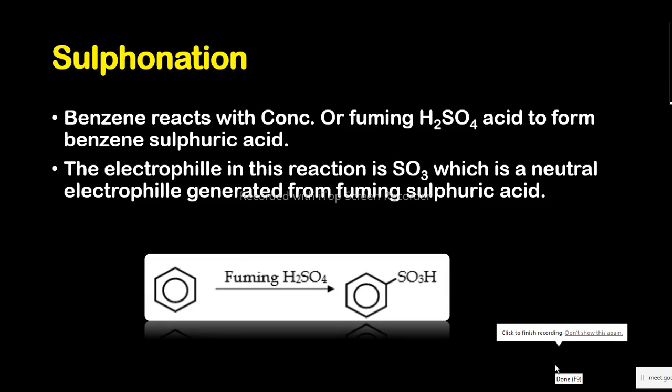To form benzene sulfuric acid. And we did the mechanism, and we saw how an electrophile is generated, the SO3, and we actually saw why the SO3 is our electrophile, how it is going to receive electrons from the ring, and how the ring is going to behave, until when you form the final product.